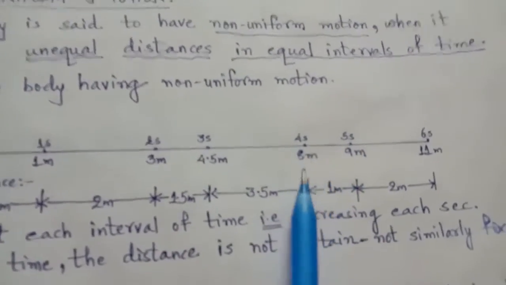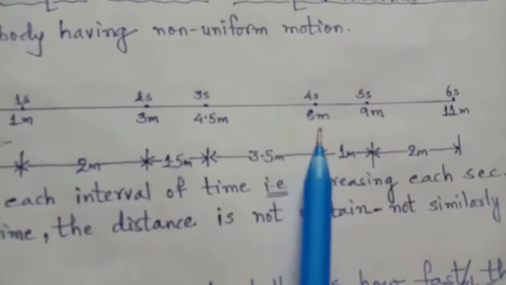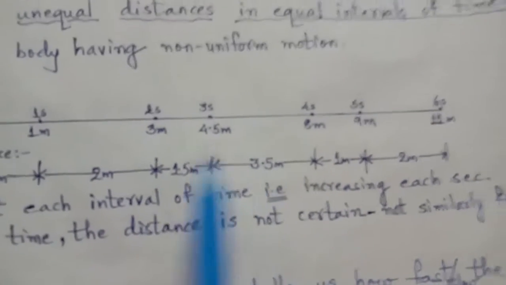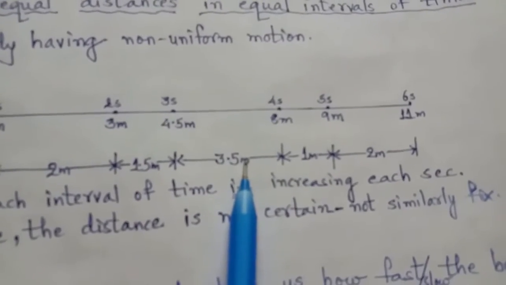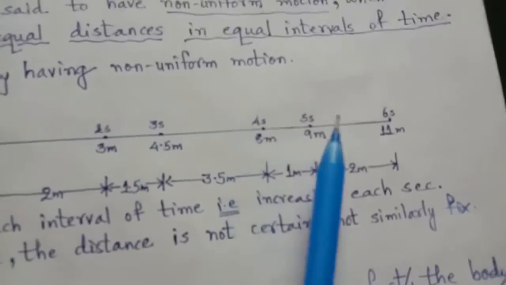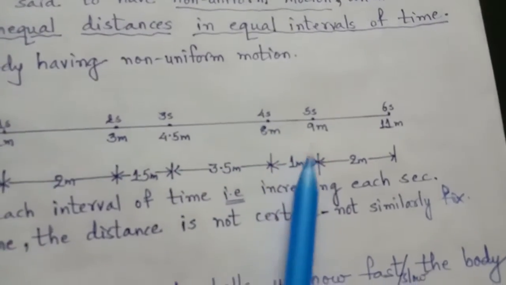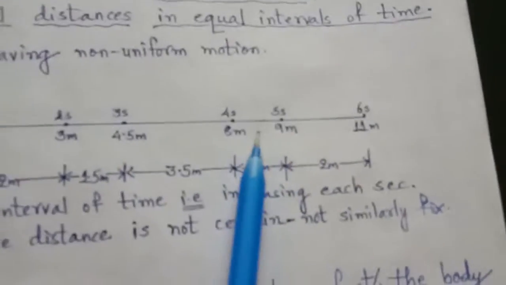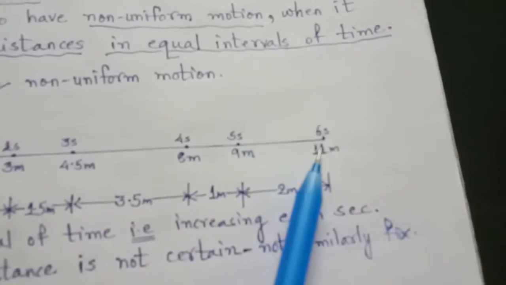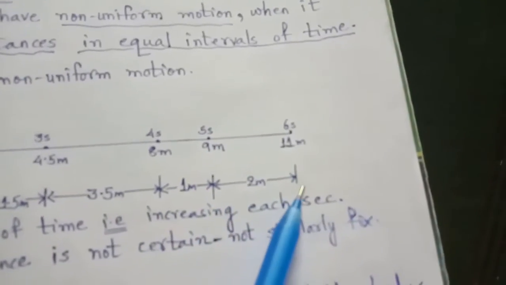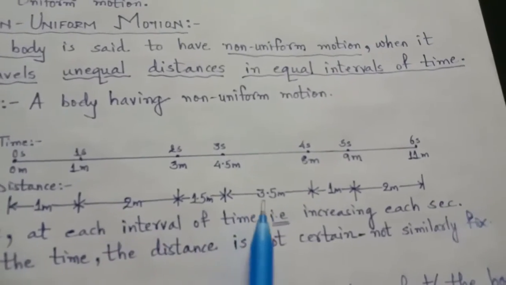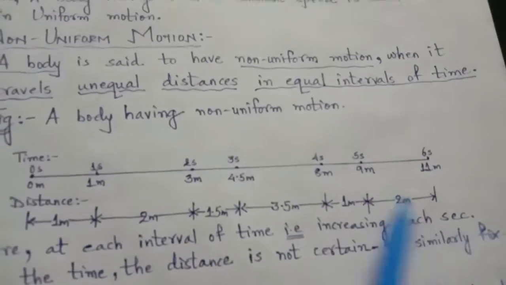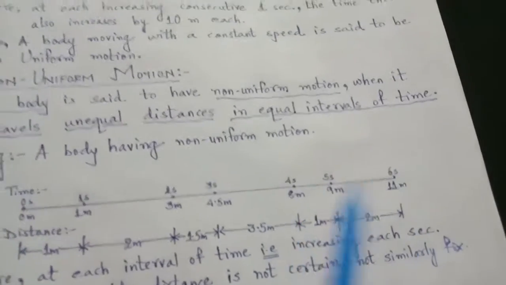At 4 seconds it is 8 meter. That means from 4.5 it directly increases 3.5 meter. Then from 4 to 5 seconds, 8 to 9 meter, so only 1 meter increase. From 5 to 6 seconds, it is now 11 meter, so 2 meter increase. So here we can't see the increase of the distance being similar. In the earlier example it was 10, 10, 10 meter each time.